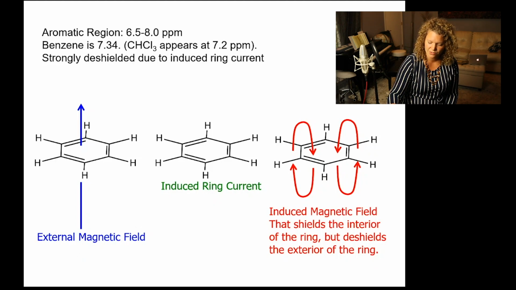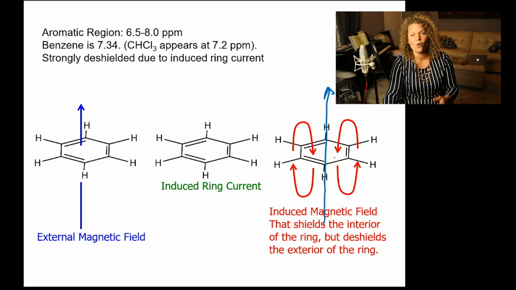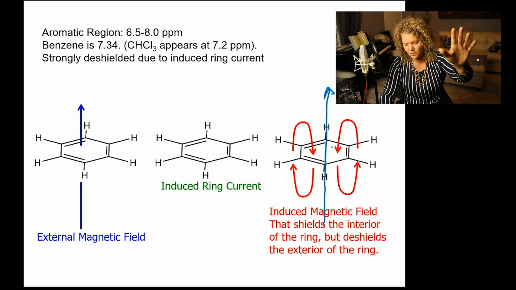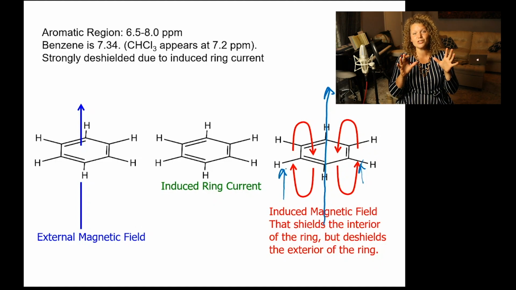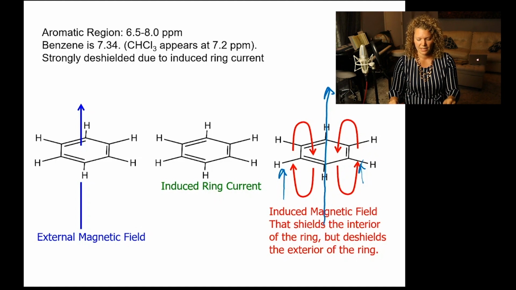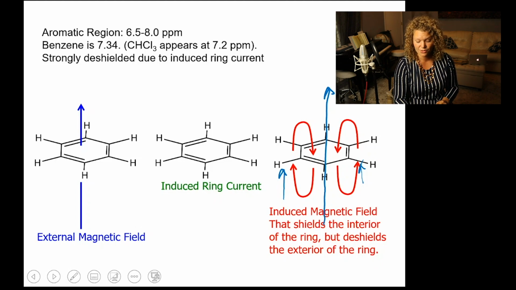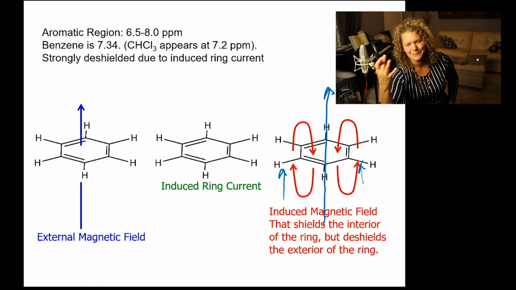So remember our external magnetic field is going this way. The ring current is going against the field on the inside of this ring. However, notice how this is going with the field on the outside of the ring. So it de-shields the exterior of the ring. So the protons attached to an aromatic ring are de-shielded. They feel the force of the external field greater than on the inside, but there are no protons on the inside.